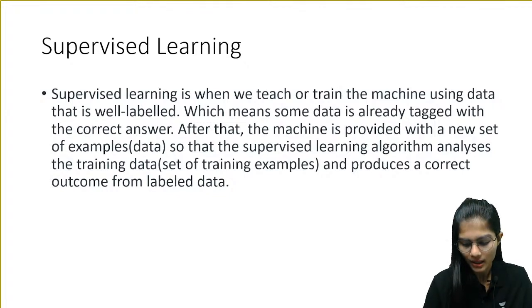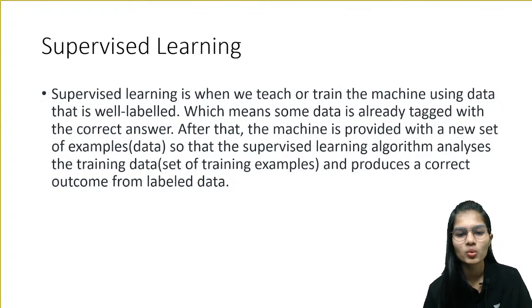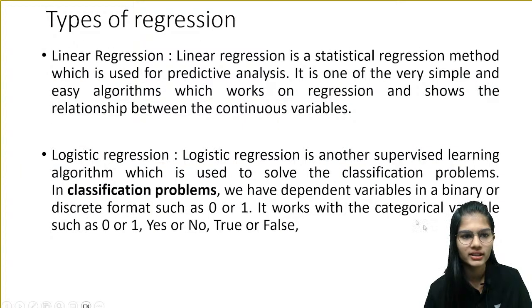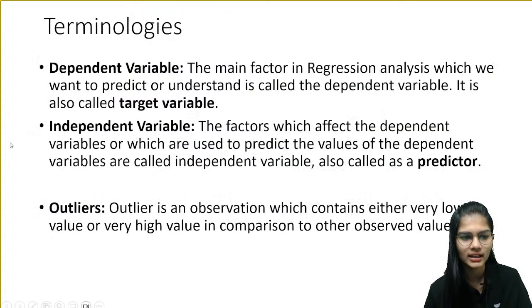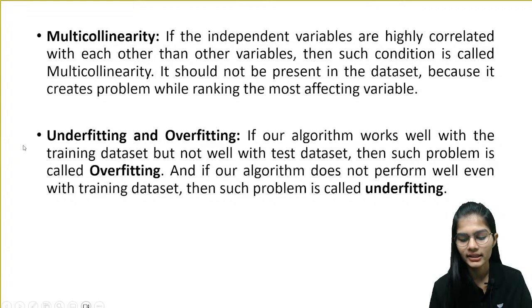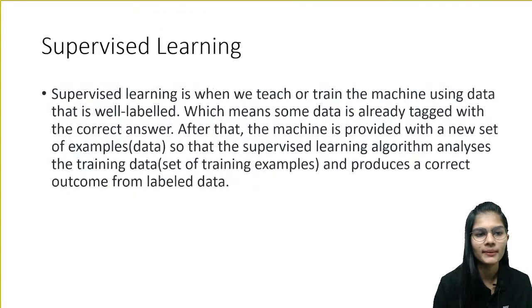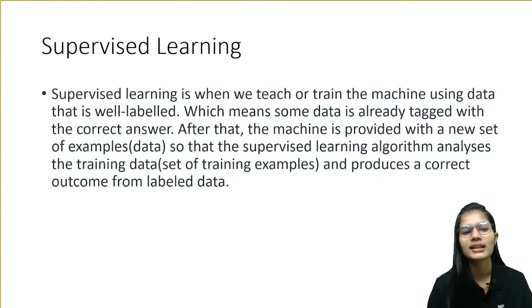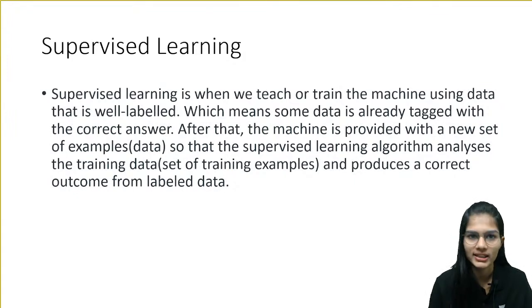I would not directly start with types of regression. First of all, I'll brief you a little about what you understand by supervised learning. In machine learning we have three types: supervised, unsupervised and reinforcement. We'll be more focused on the supervised and the unsupervised part.